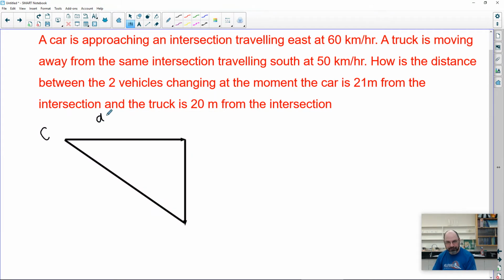So dc/dt. If you think about the car in here, it's approaching the intersection. So this line is going to get smaller as the car comes towards the intersection. So that's going to be a negative 60 kilometers an hour. Okay, so it's shrinking its distance. The truck, we'll use a capital T. It's going away, so it's lengthening its line out. So that's going to be a positive.